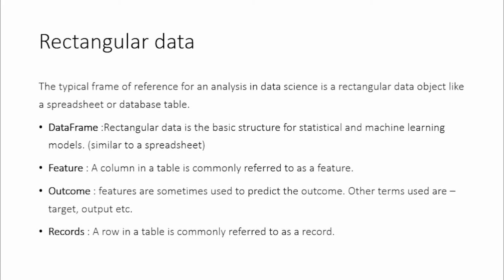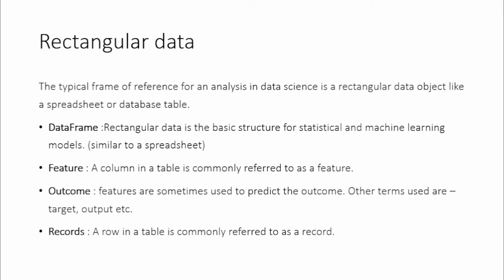The typical frame of reference for an analysis in data science is a rectangular data object like a spreadsheet or database table. There are a few terms which come with rectangular data, so let us look at each one of them. Data frame: rectangular data is a basic structure for statistical and machine learning models. A data frame is a similar representation of data as we see in spreadsheets. In fact, the pandas library already has an object called data frame, which stores data in a rectangular format, like a spreadsheet.